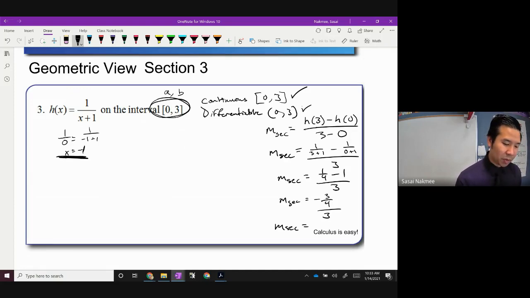So instead of it being 3, it's going to be 1 over 3, and then change it to a multiply. Right? That's what this changes to. So the 3's cancel out. I'm left with my slope being negative 1 over 4 for the slope of my secant line. That's not the final answer, though.